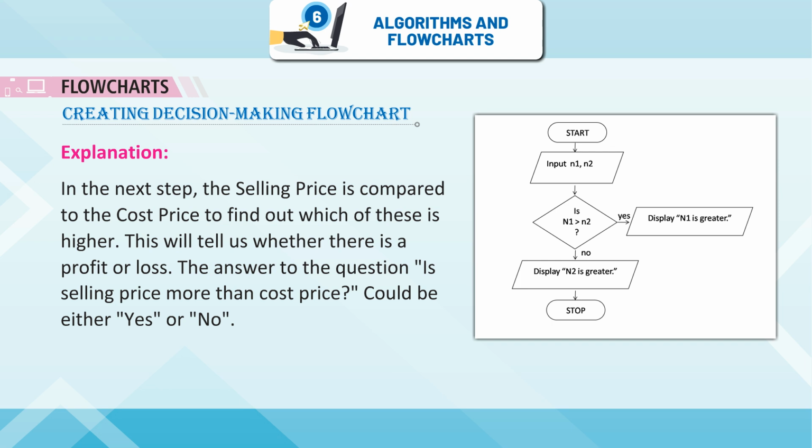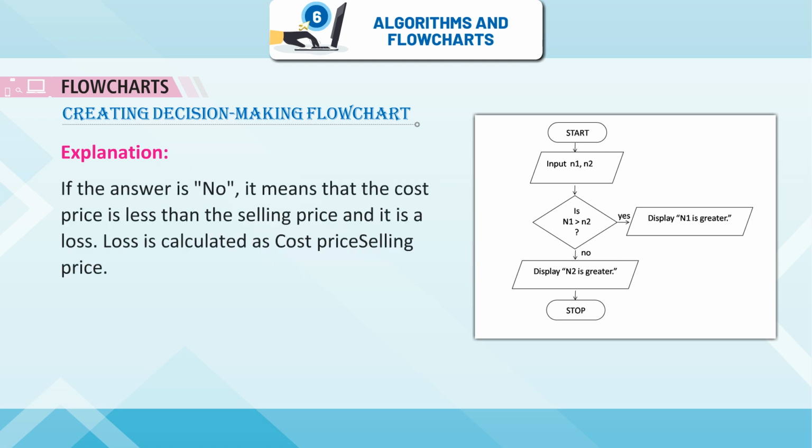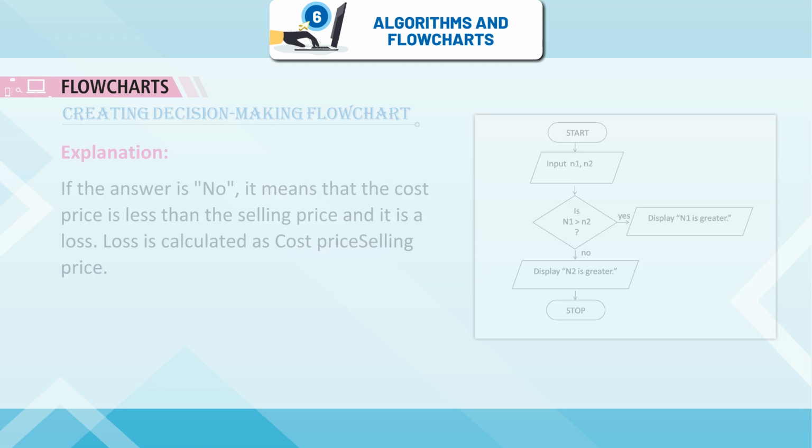The question is: is the selling price more than the cost price? The answer could be either yes or no. This decision-making step is represented using a diamond symbol. If the answer is yes, it means that the selling price is more than the cost price and we need to calculate profit. If the answer is no, it means that the cost price is more than the selling price and it is a loss. Loss is calculated as cost price minus selling price.